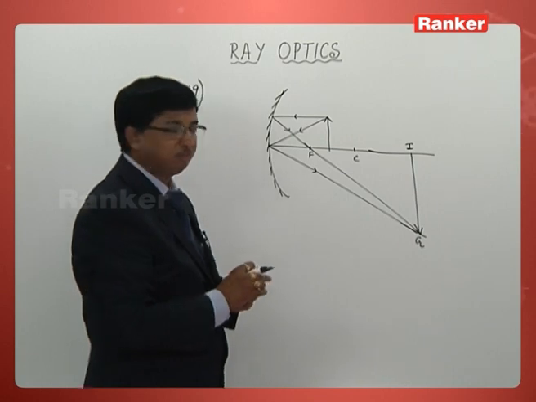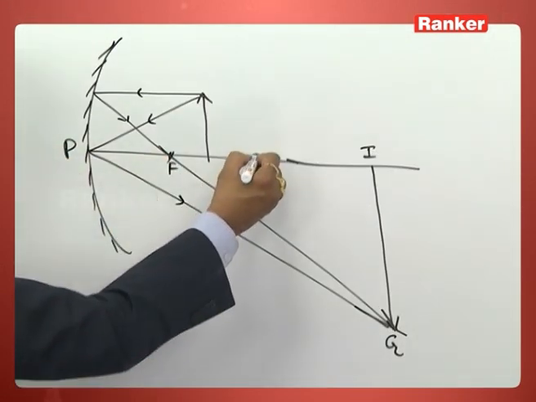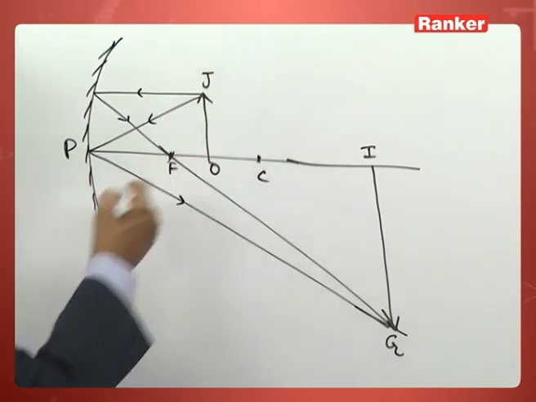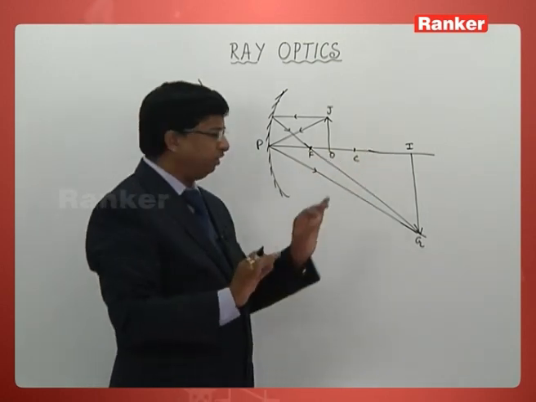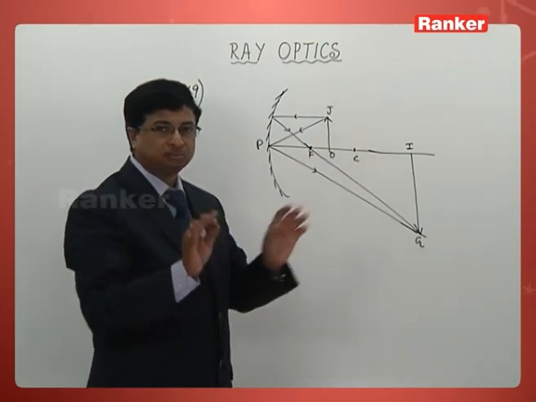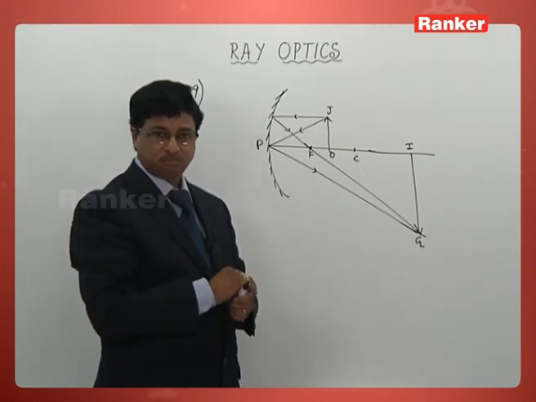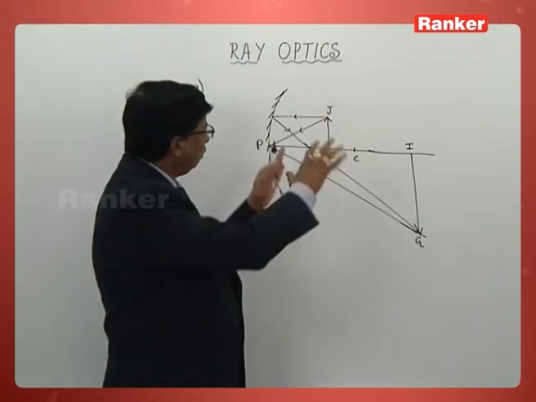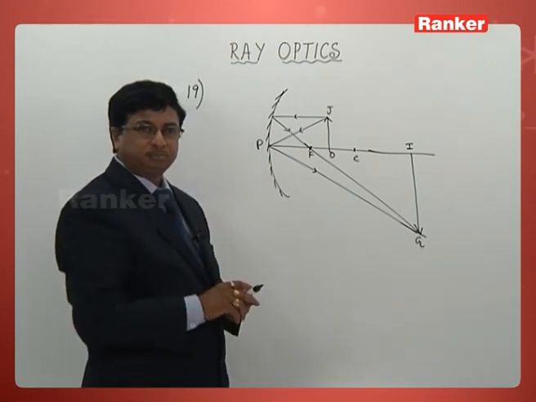I am taking this as the pole. This is the focus. This is the center of curvature. The object is now placed somewhere between F and C. The image is formed beyond C. Every condition is valid there. Now observe carefully what he is doing. If the whole apparatus, the total arrangement, is immersed in water.